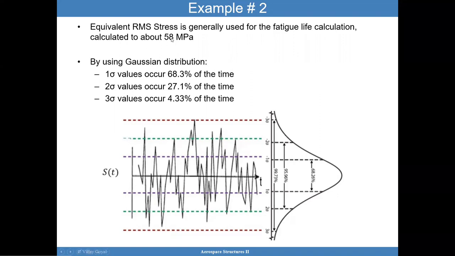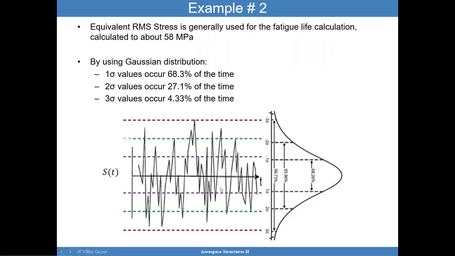And I've corrected here, this is megapascals. And we're going to then take a Gaussian distribution. So the RMS here really corresponds to the one sigma event. And when I look at this random response signal, a one sigma event occurs about 68% of the time. You can see here that this amplitude will occur about 68% of the time. Two sigma values typically will occur about 27% of the time, while three sigma values will occur about 4.33% of the time. You can also look at higher sigmas, but that will reduce really quickly and may not even contribute to fatigue as much. So you can refine this even further.